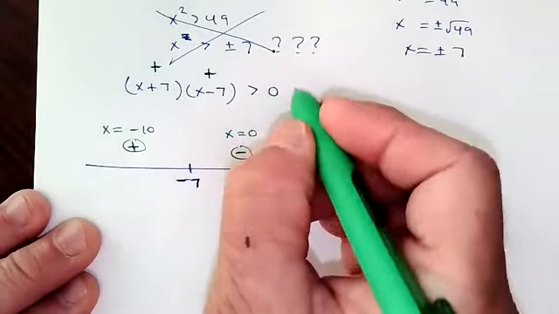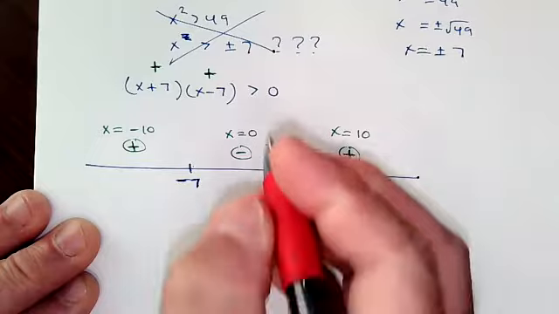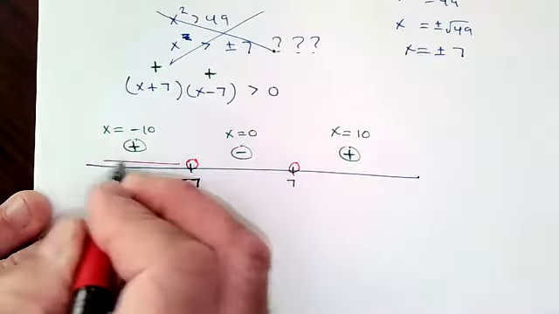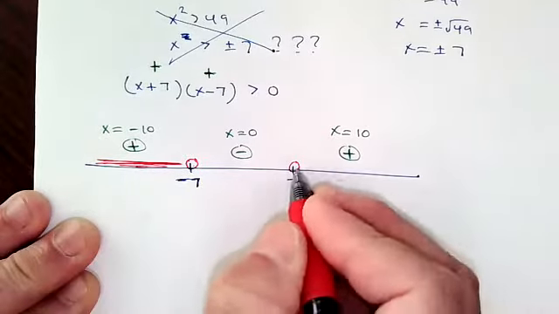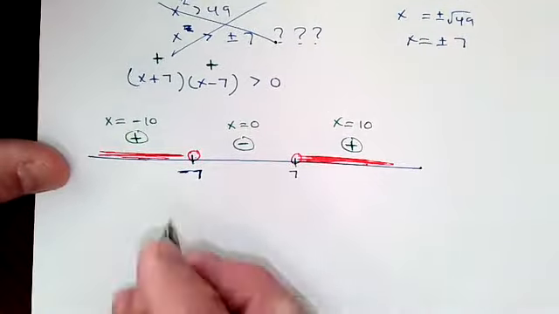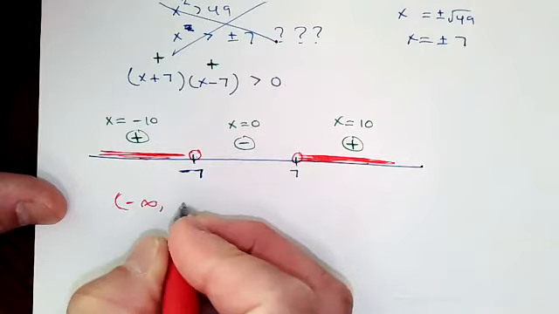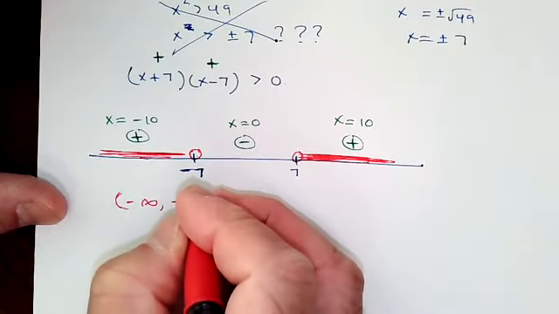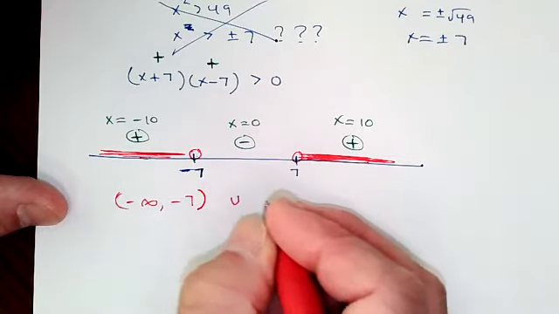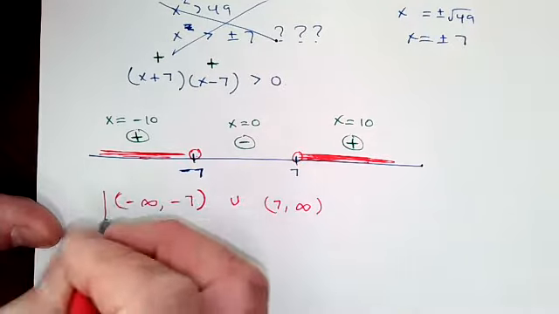This time, we still want positives because it's greater than 0, but we don't want to include these endpoints here because it doesn't have the equals. So we want these numbers, all the numbers less than -7, which in interval notation, -infinity to -7 parentheses, because I don't want to include the -7, or parentheses 7 to infinity.